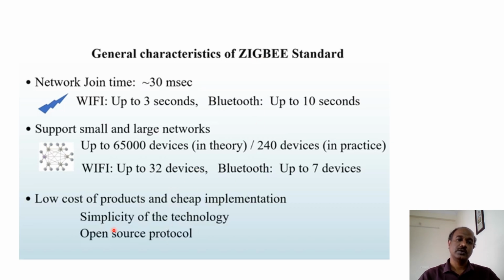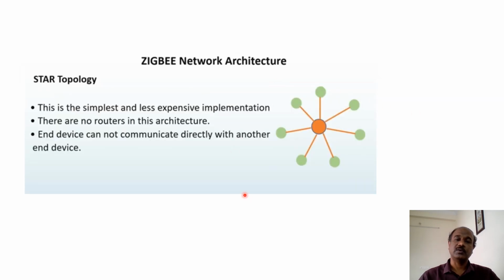Also the protocol used is open source, that is anybody can see what is there inside the software, protocol, communication rules, and if you want you can modify them. So it is an open source protocol, and the technology is also very simple to implement. So these are some of the general characteristics of your ZigBee network.